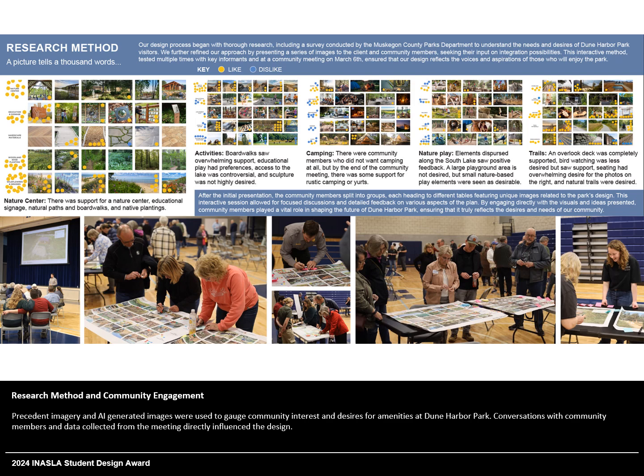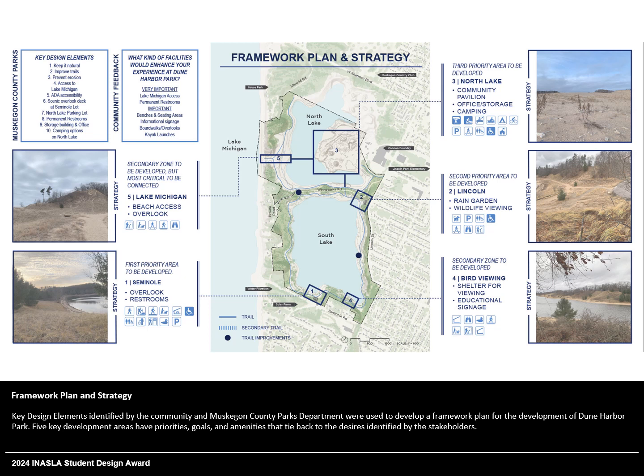Precedent imagery and AI-generated images were used to gauge community interest and desires for amenities at Dune Harbor Park. Conversations with community members and data collected from the meeting directly influenced the design. Key design elements identified by the community and Muskegon County Parks Department were used to develop a framework plan for the development of Dune Harbor Park. 5 key development areas have priorities, goals, and amenities that tie back to the desires identified by the stakeholders.